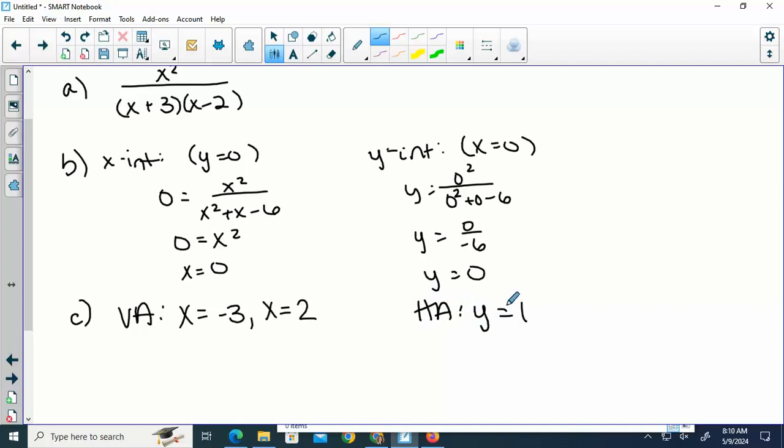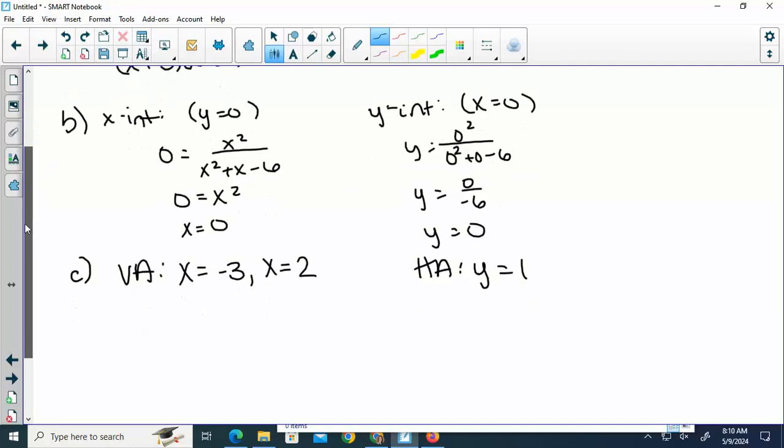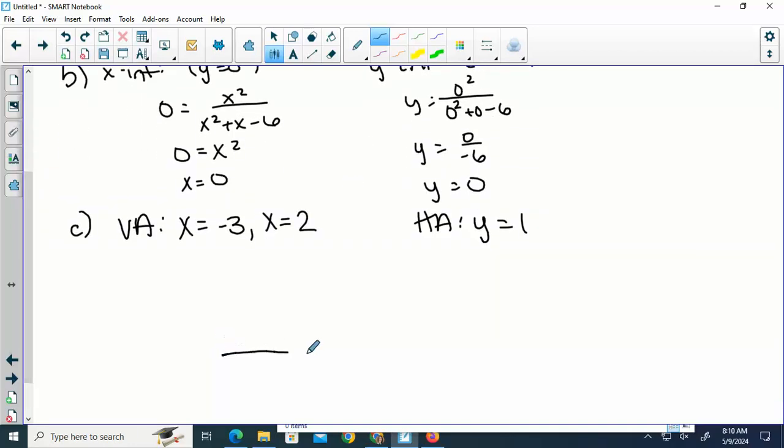Remember, if the top has a smaller degree, it's an automatic y equals 0. If it's the same degree, it's y equals 1. If the top is 1 bigger, that's when you have oblique. And how do we find an oblique asymptote? Long division. All right, now we can graph everything. If I have you find this stuff, I am expecting you to include it on your graph. So we have a vertical at -3 and +2.